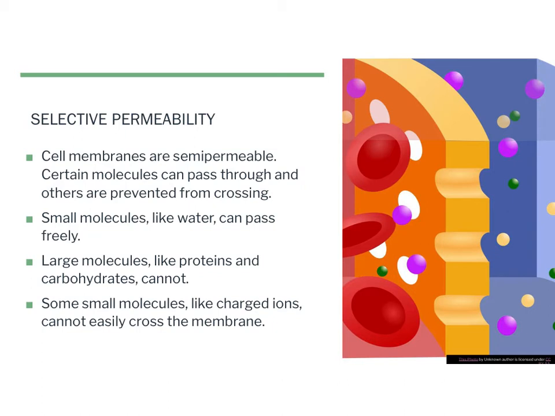So cell membranes are semi-permeable or selectively permeable. What that means is some things can enter and exit freely from the cell, and other things cannot. Small molecules like water can pass freely through the cell. Water can go into the cell, water can exit the cell, and it's a free process. It comes and goes as needed. And we will talk about that at the end of the chapter, how we know if water is going to enter or exit the cell.